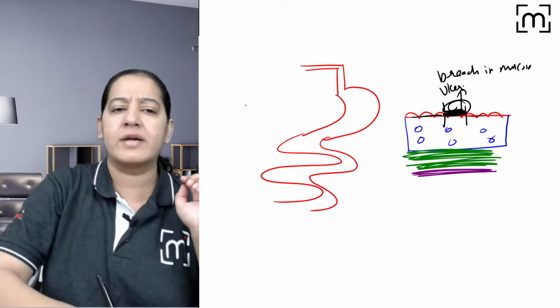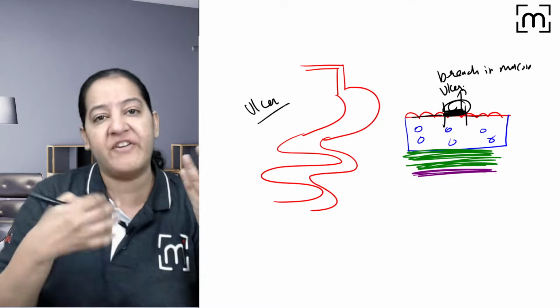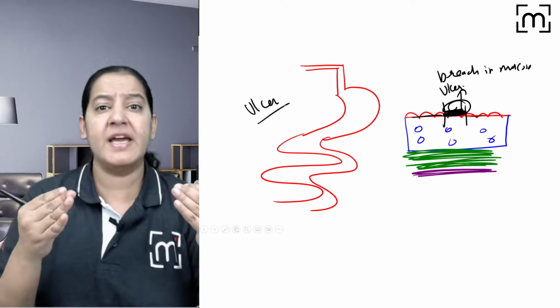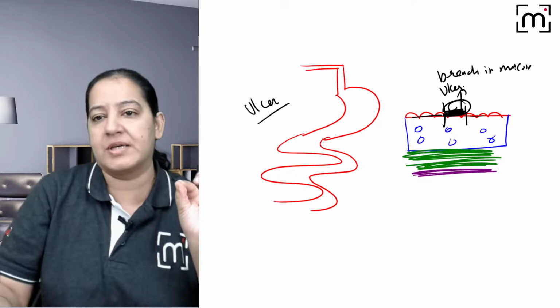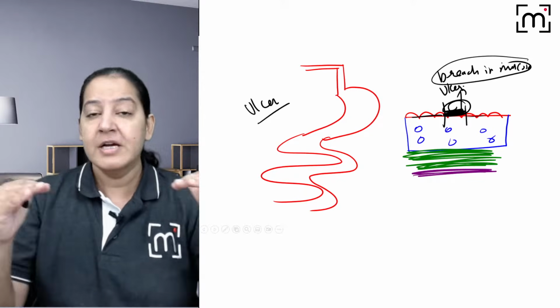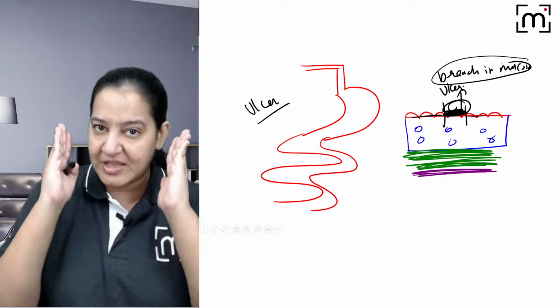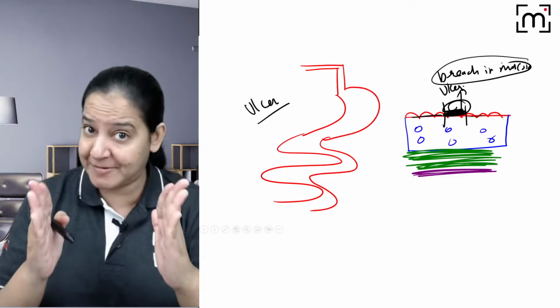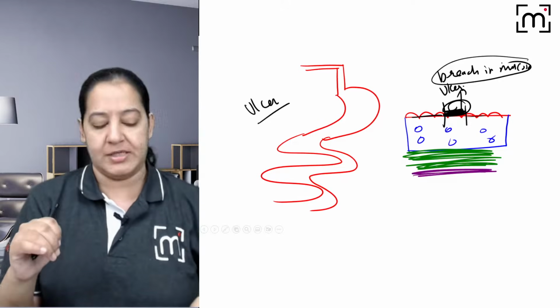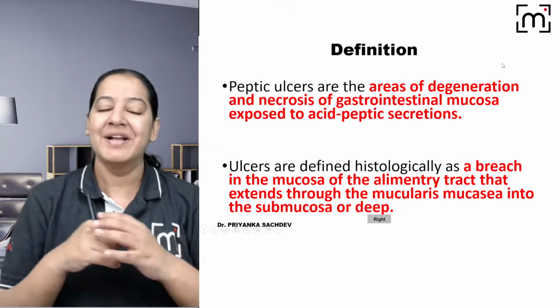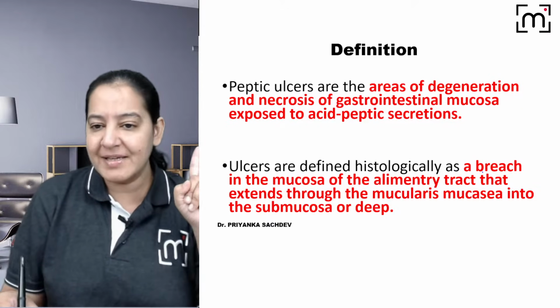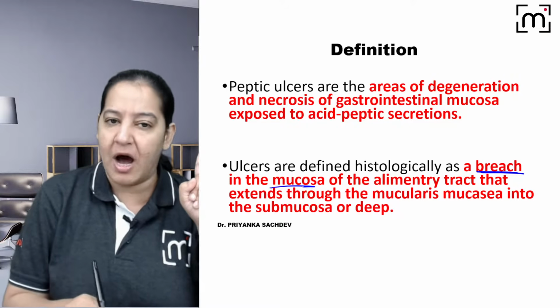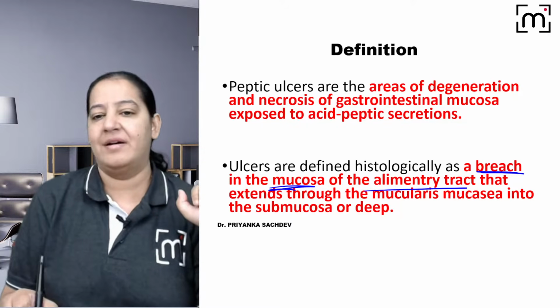We all understand what an ulcer is, but sometimes we are unable to define it. So if somebody asks you for the definition of ulcer, you should say breach in the mucosa. The mucosal layer has a break, so there is discontinuity. That portion in which the mucosa is absent is known as an ulcer. You got my point? So can you define it now? What is a peptic ulcer? Peptic ulcer is a breach in the mucosa of the complete alimentary canal.